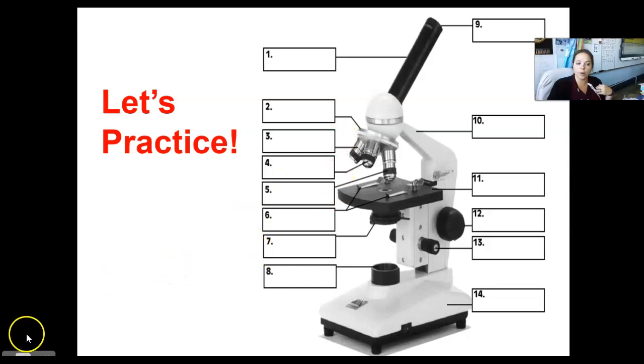And we're going to practice. Okay, so let's see if you can figure out what's what. Looking at this, right here, the whole thing. This is your body tube. That's the thing I was talking about. And then we're looking at the thing that turns. That's the nose piece. And then we're looking at this one. This one's the smaller one.